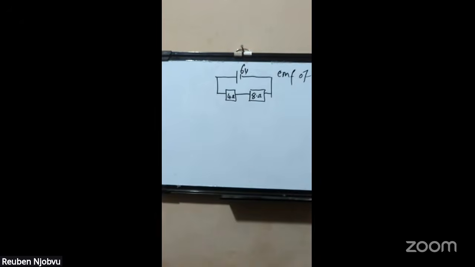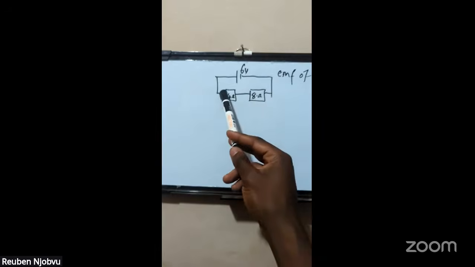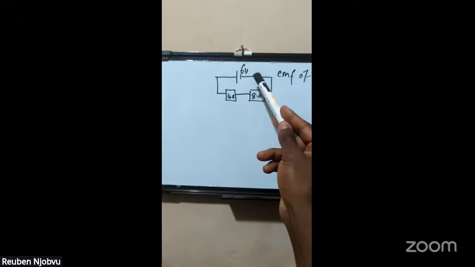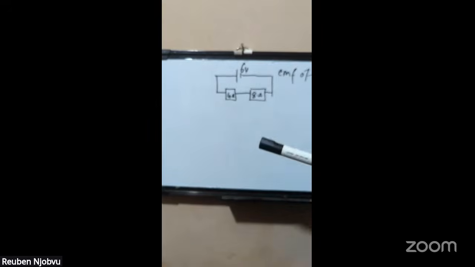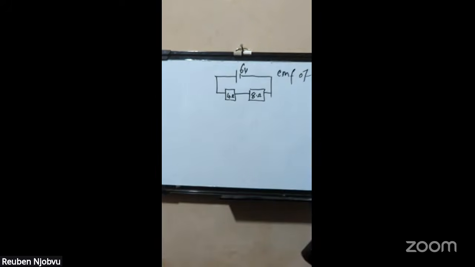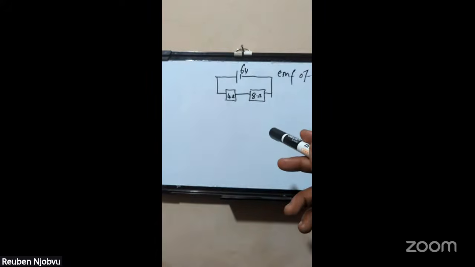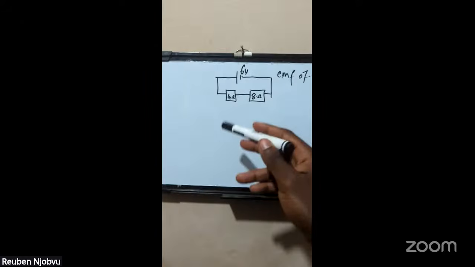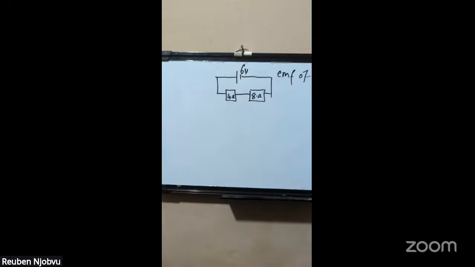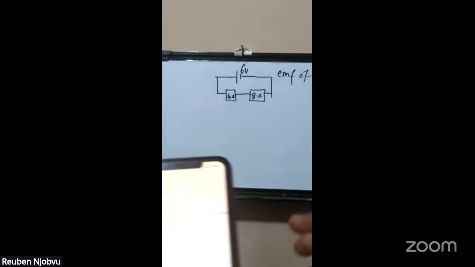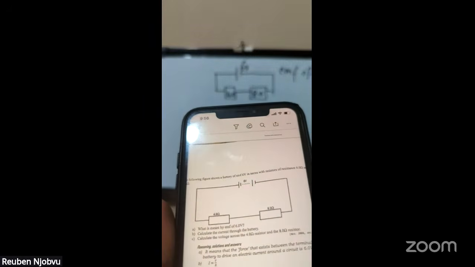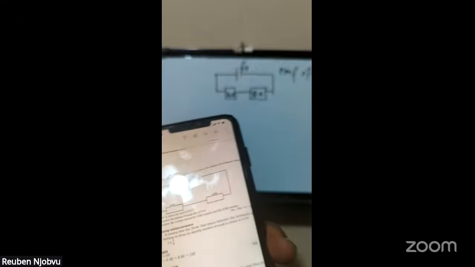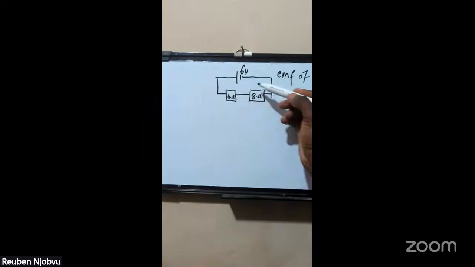So it just means that the force or the voltage that supplies the entire circuit is this voltage here. It means the force that exists between the terminals of the battery to drive the current, or the force which supports the system. That's what they mean. The second question was saying calculate the current through the battery.